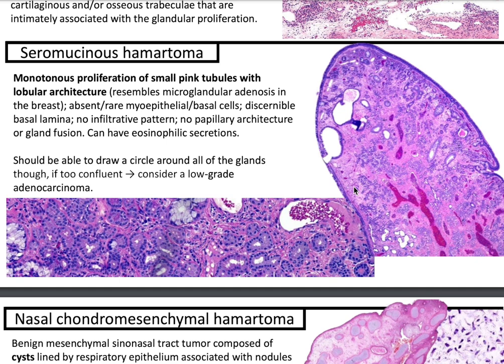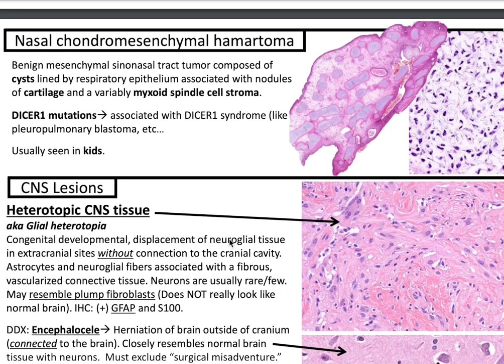Seromucinous hamartoma. This is a monotonous proliferation of small pink tubules with lobular architecture. It resembles microglandular adenosis in the breast. You have absent to rare myoepithelial basal cells. You have a discernible basal lamina, no infiltrative pattern, no papillary architecture or gland fusion, and it can have eosinophilic secretion. You should be able to draw a circle around all of the glands though, and if it's too confluent, consider a low-grade adenocarcinoma.